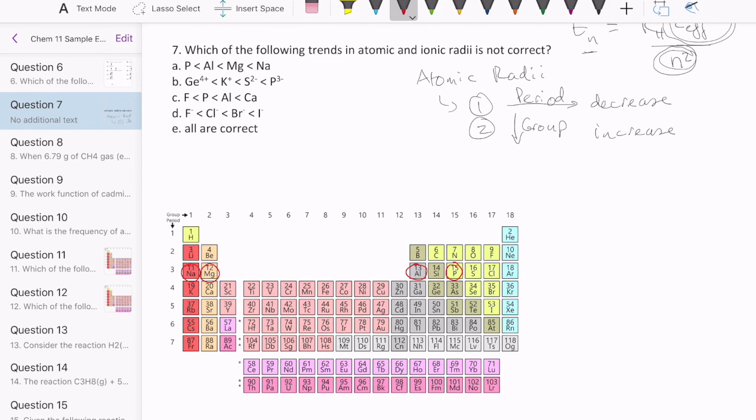So what should happen is we're going left to right. Phosphorus should be smallest, followed by aluminum, followed by magnesium, followed by sodium. And in fact, that's what we see here. So that is a correct trend. And the question is asking for the one that's not correct. So that wouldn't be your answer.